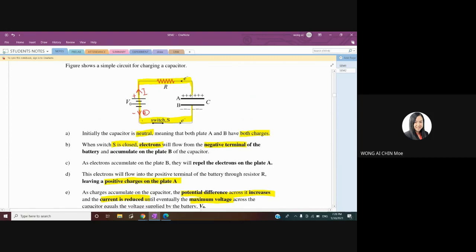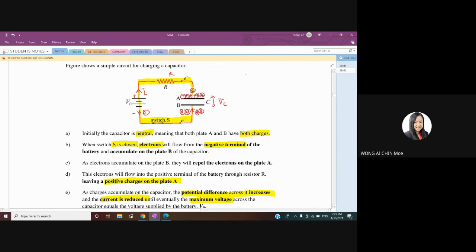So when the switch is on, the electron from here will flow through the resistor, through the power supply, and then go to plate B. Meaning that plate B slowly becomes negatively charged, and only positive charge is left at plate A. This is what we call the potential difference across the capacitor.